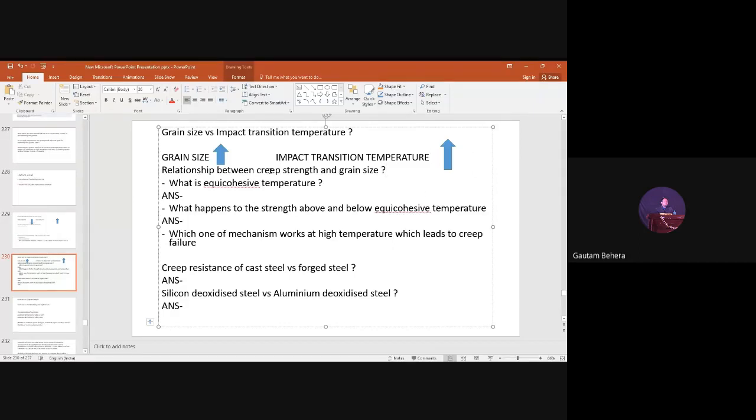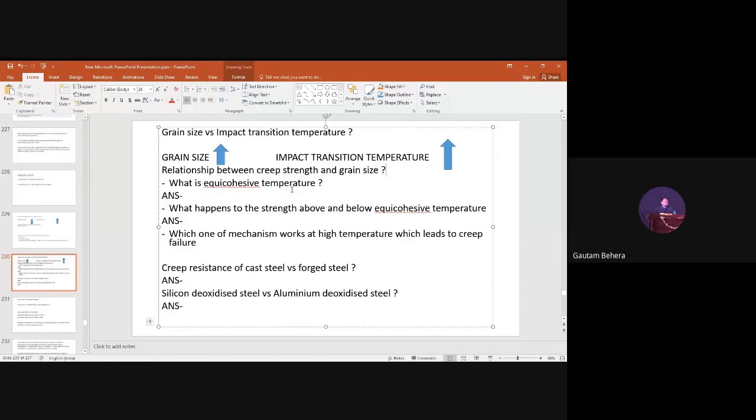Then, the relationship between creep strength and grain size. You people remember, creep is a failure mechanism. The material fails. We can also call it plastic deformation happening at a high temperature, right? So how is resistance to creep affected by grain size? This is the question. To make it understandable, we'll discuss some points.